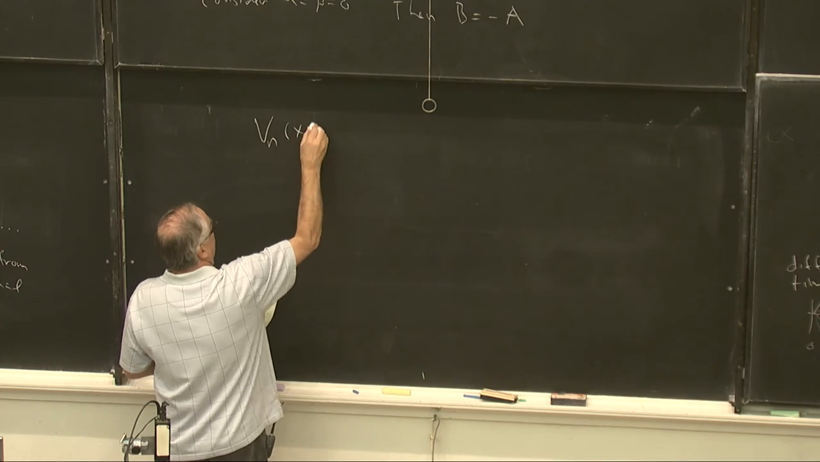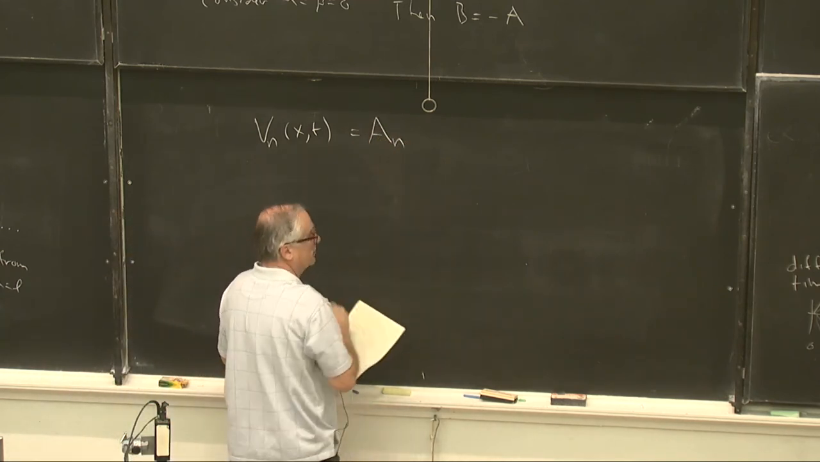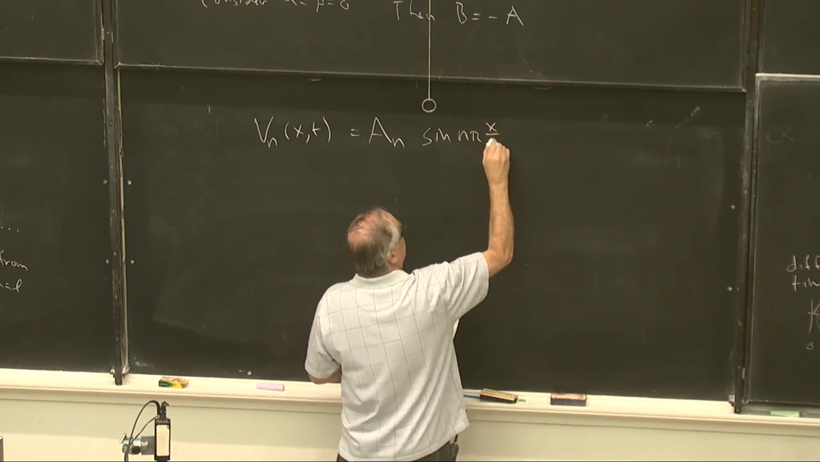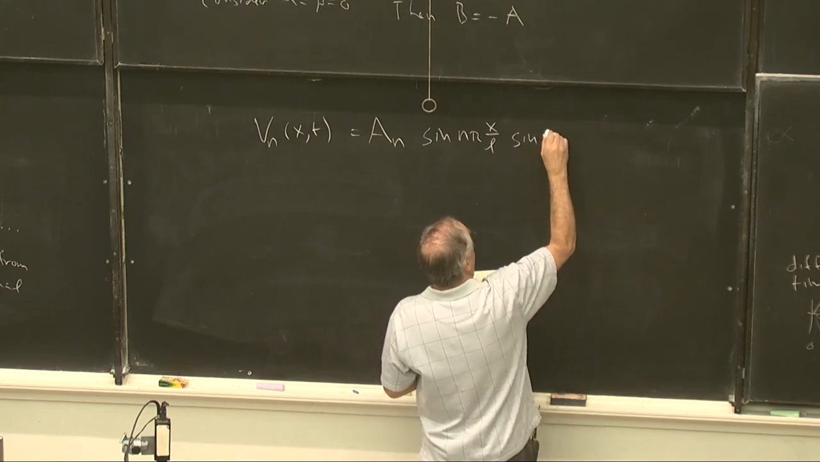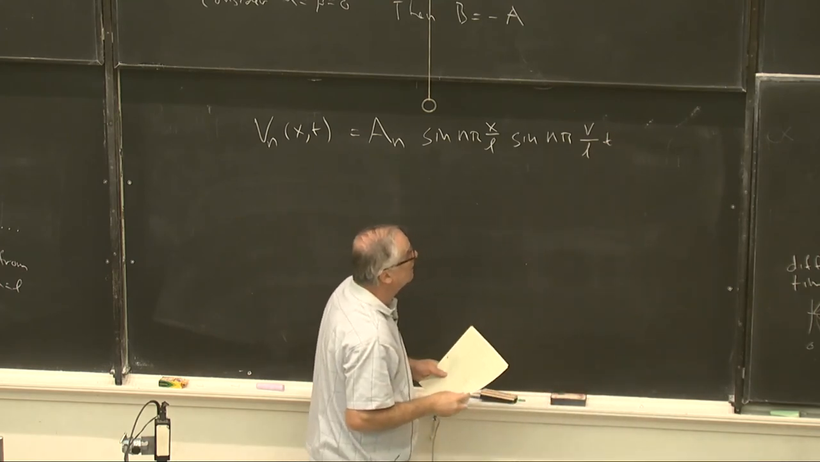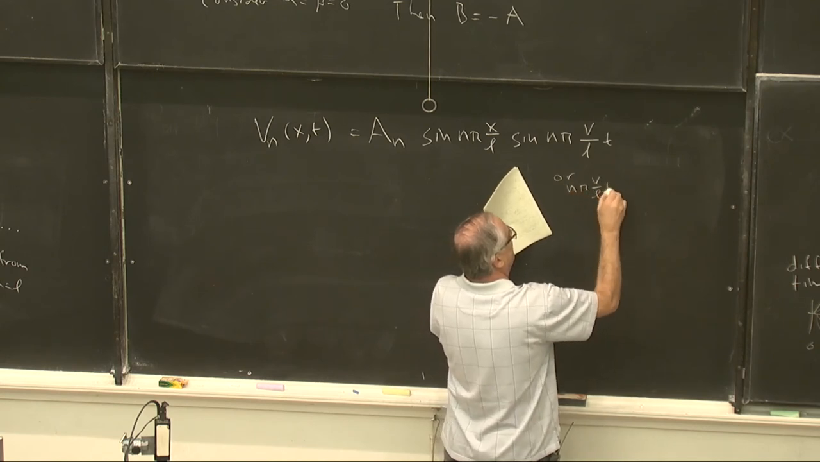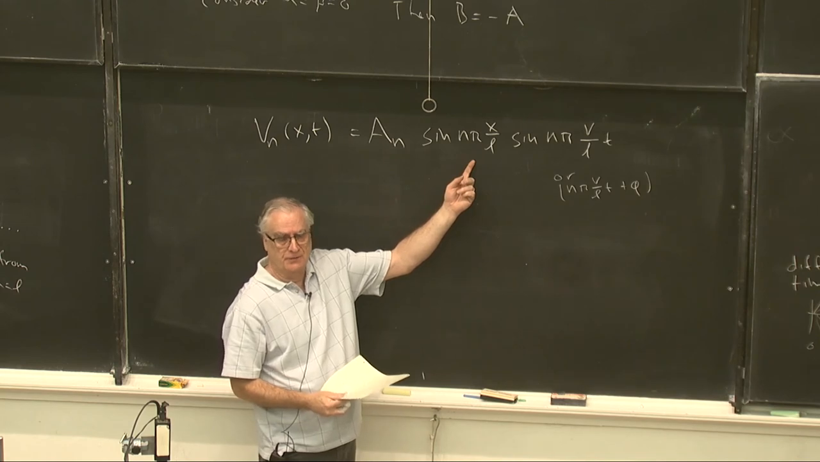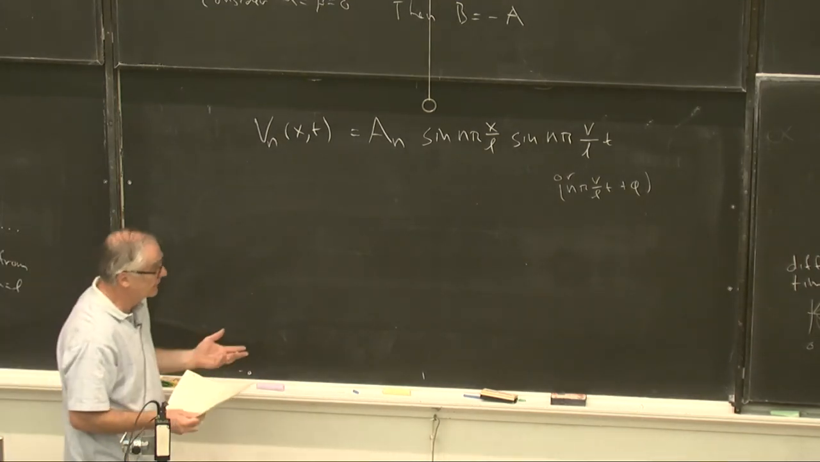I'm going to write the nth normal mode, so the voltage in the nth normal mode between the two conductors is, I'm going to put an n label on my coefficient A, sine n pi x over L for the x dependence. So I've put in k sub n x, sine n pi v over L times t. More generally, I could add a phase factor here. But I can't do it here, because that would violate the boundary conditions. But in terms of time, I could have any phase I want.